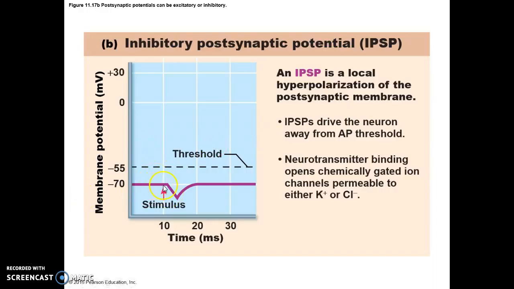We see a negative deflection moving away from threshold. As a result of this, it inhibits any action potential from occurring. So that's what you would see here.